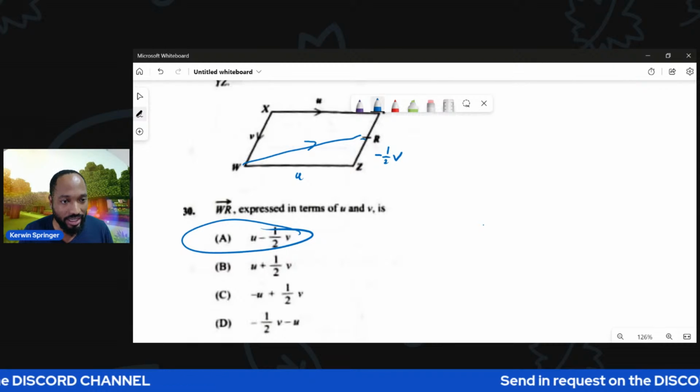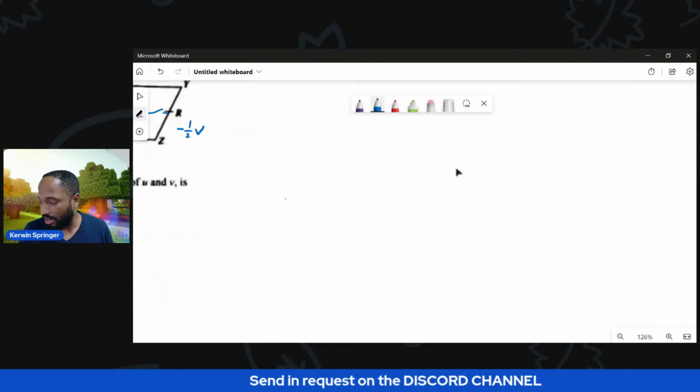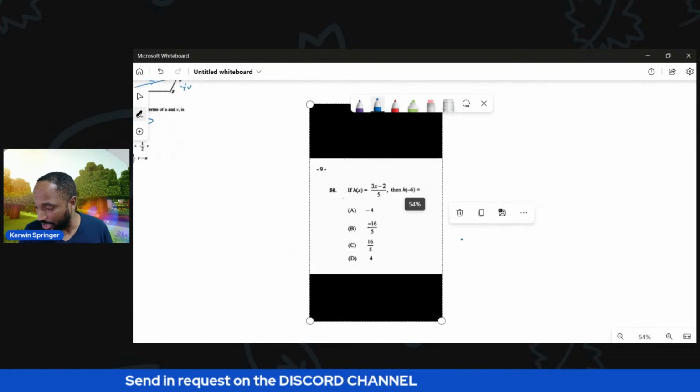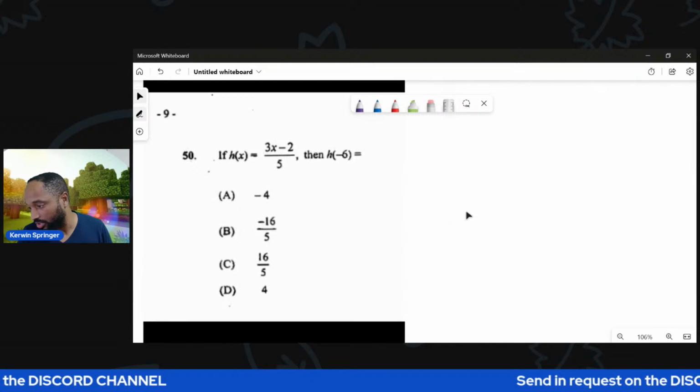So I said this is A, but I learned it as D. All right, somebody's arguing with me that this should be D. I'm going to check it over, right? I could make mistakes, so let me check it over and see.